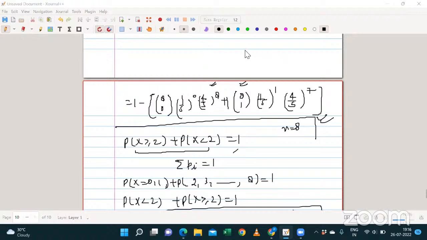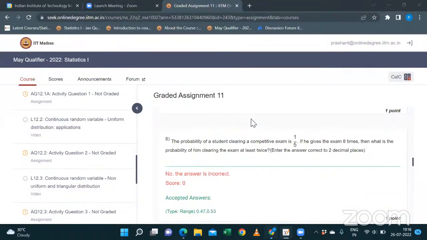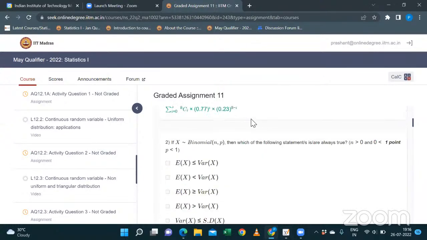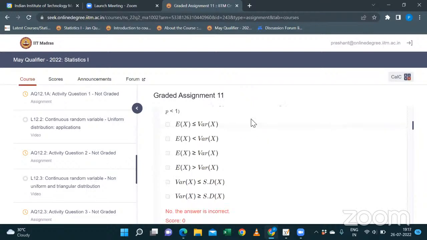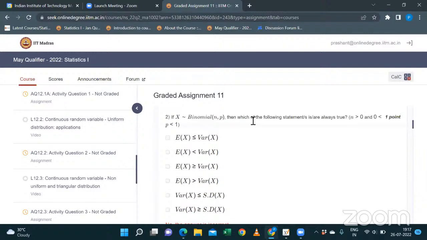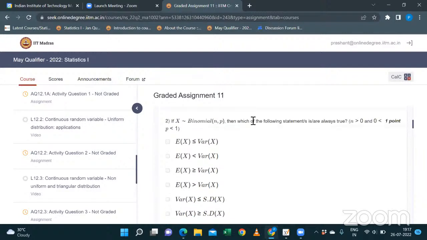So I had a doubt in the same graded assignment, question number 2. I understand that the expectation will always be greater than the variance for the probability lying in 0 and 1, not inclusive. But the question says which of the following statements is or are always true. So if E of x is always greater than variance of x, then we can also say E of x is always greater than or equal to variance of x. No? No, how can you say?